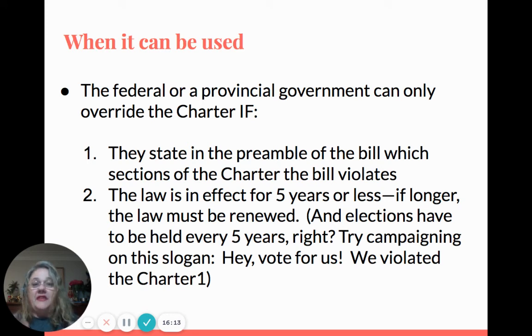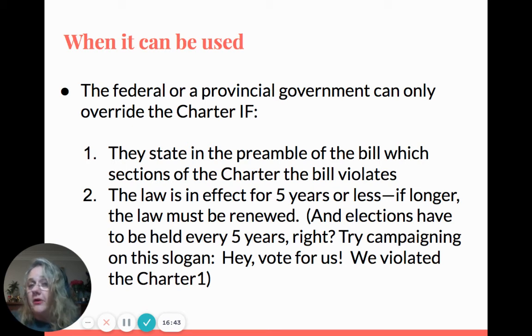And then it expires. So this puts any government in an interesting position because, of course, what has to happen every 5 years? An election. Now, I don't know how much you know about politics, how much you paid attention in civics, but I know a lot about politics, and I know that if I was campaigning, I would not want to run under a slogan, vote for me, we violated the Charter. Like, that's not really a good slogan. It's not.